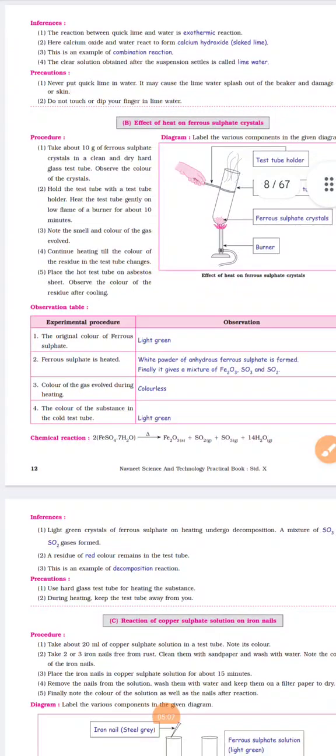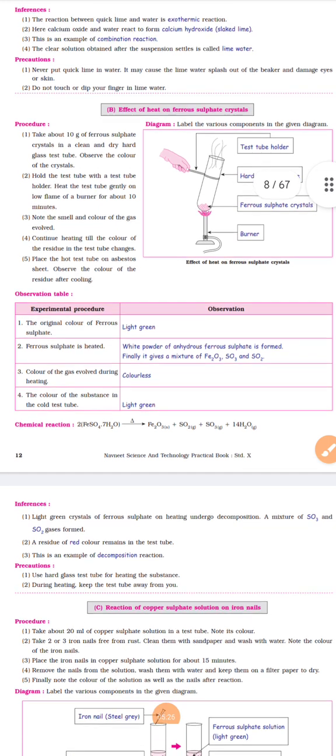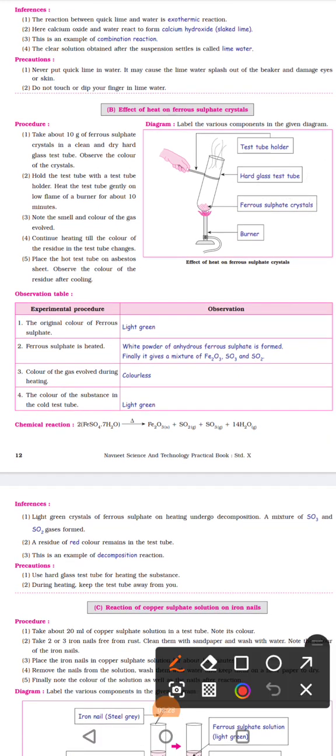Next, in part B, as the aim, requirement and chemicals are already written, you will only give the heading B, effect of heat on ferrous sulfate crystal. Only if you have this practical do you have to add it. Writing the procedure is not compulsory, so do not write the procedure. A diagram with labels is compulsory.